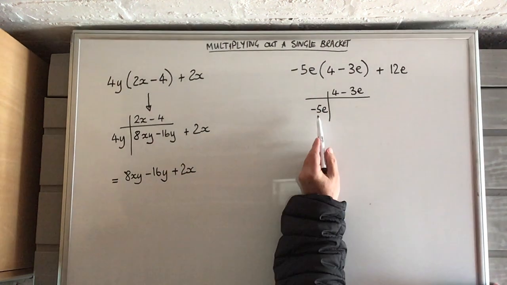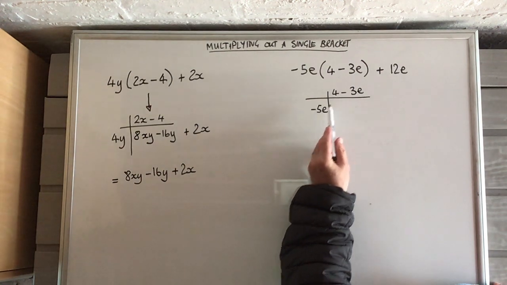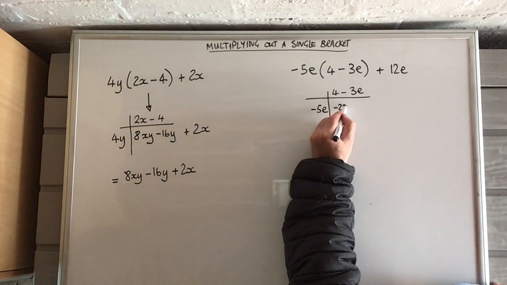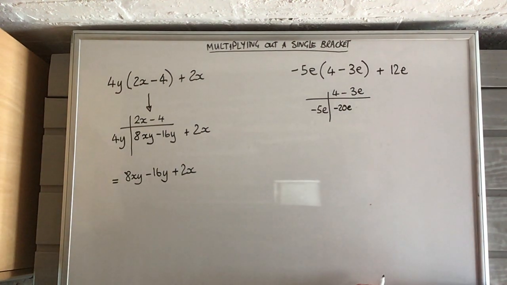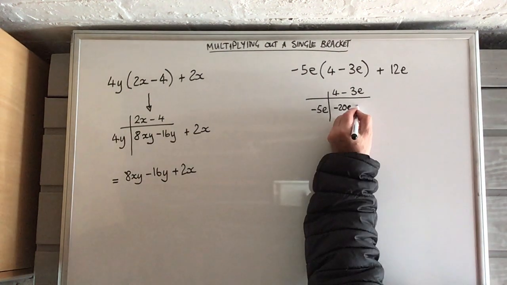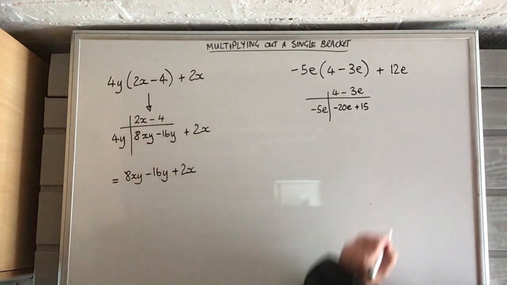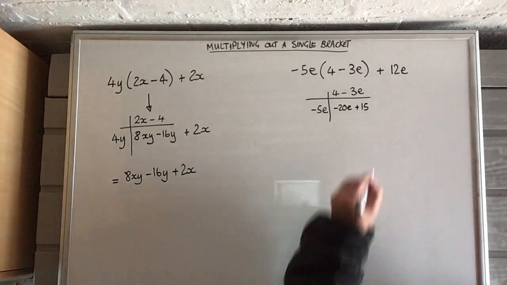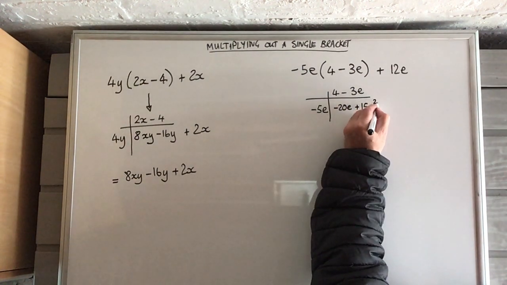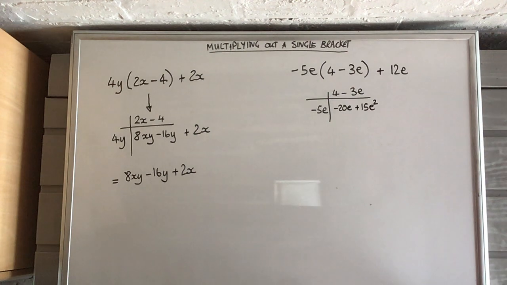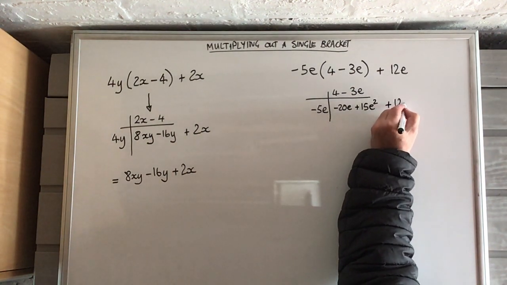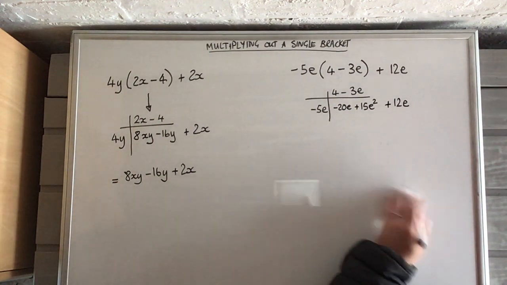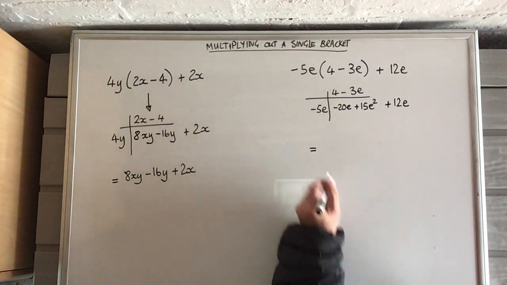Multiply it out, so negative 5 times 4 is negative 20. Multiply the letters together, it's just e, so it's negative 20e. Second term, negative 5 times negative 3 is a positive 15. Multiply the letters together, e times e is e squared, and that's us multiplied out our bracket. But we've still got the bit at the end, a 12e. Well, let's tidy it all up now.